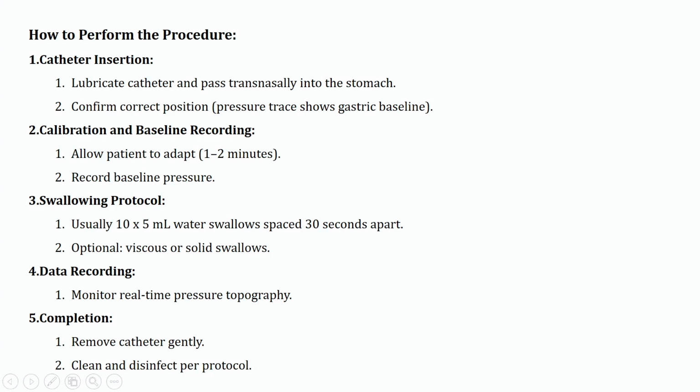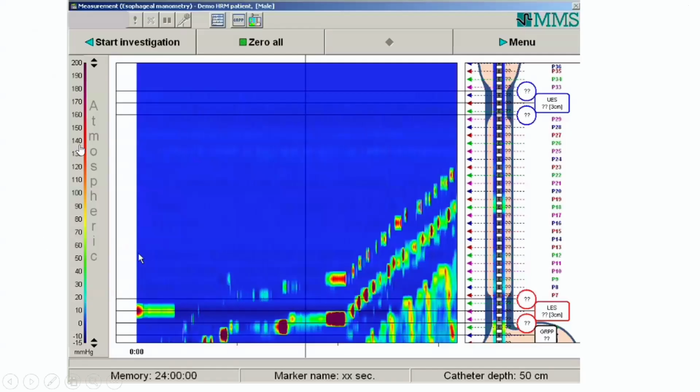In the next slide, I think it will be very interesting to see how the catheter will look during the insertion. This is in real time. Again, as I mentioned last time, we have three zones. We have the upper high pressure zone, which is the UES, the lower pressure zone, which is the LES, and the body of the esophagus.